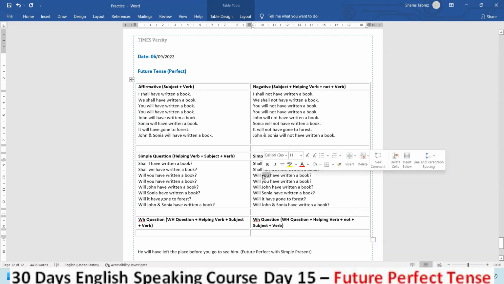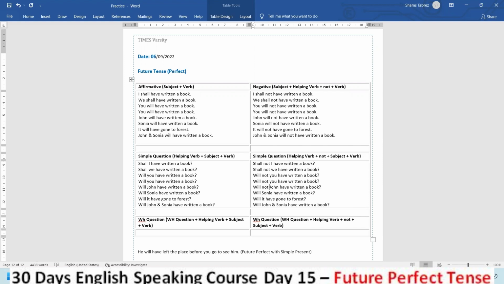Will not you have written a book? Will not John have written a book? Will not Sonia have written a book? Will not it have gone to forest? Will not John and Sonia have written a book? Yes, would anyone like to try, because these are simple questions.